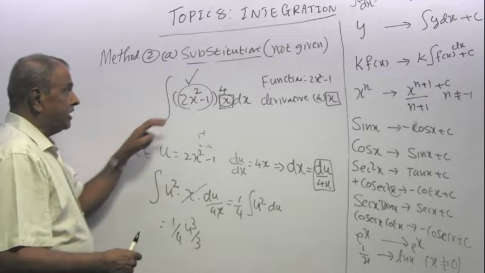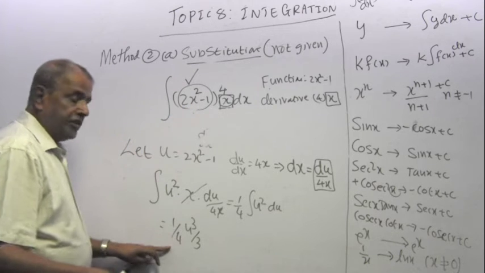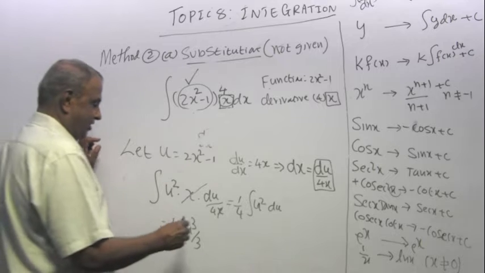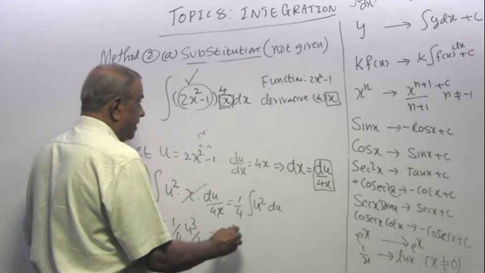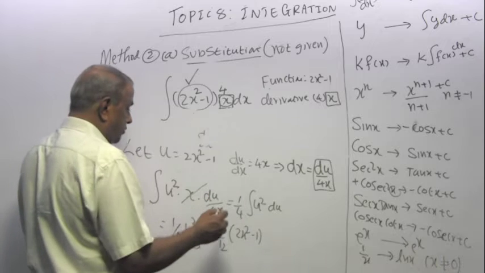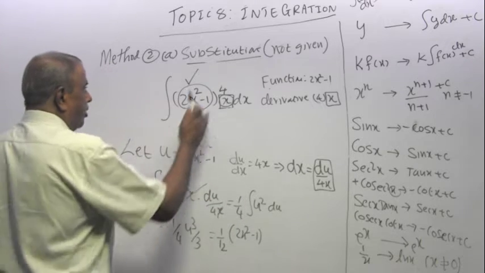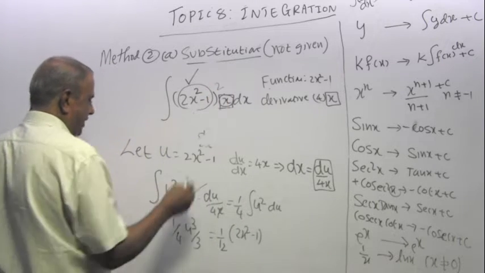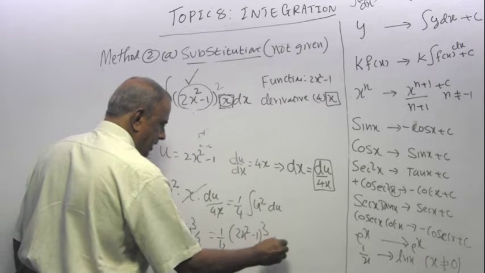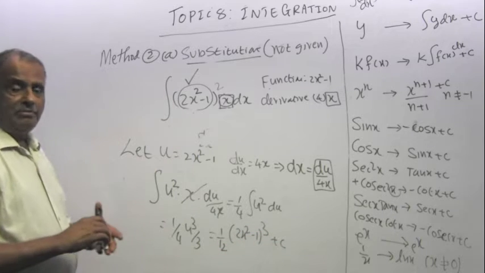But my question was in terms of x. Your answer is in terms of u. So convert u back to x. So that's 1 over 12 times 2x squared minus 1. Oh, that was a power 4, was it? Oh my god. Okay, let me change it to squared because I don't want to go back. So power cube plus c.